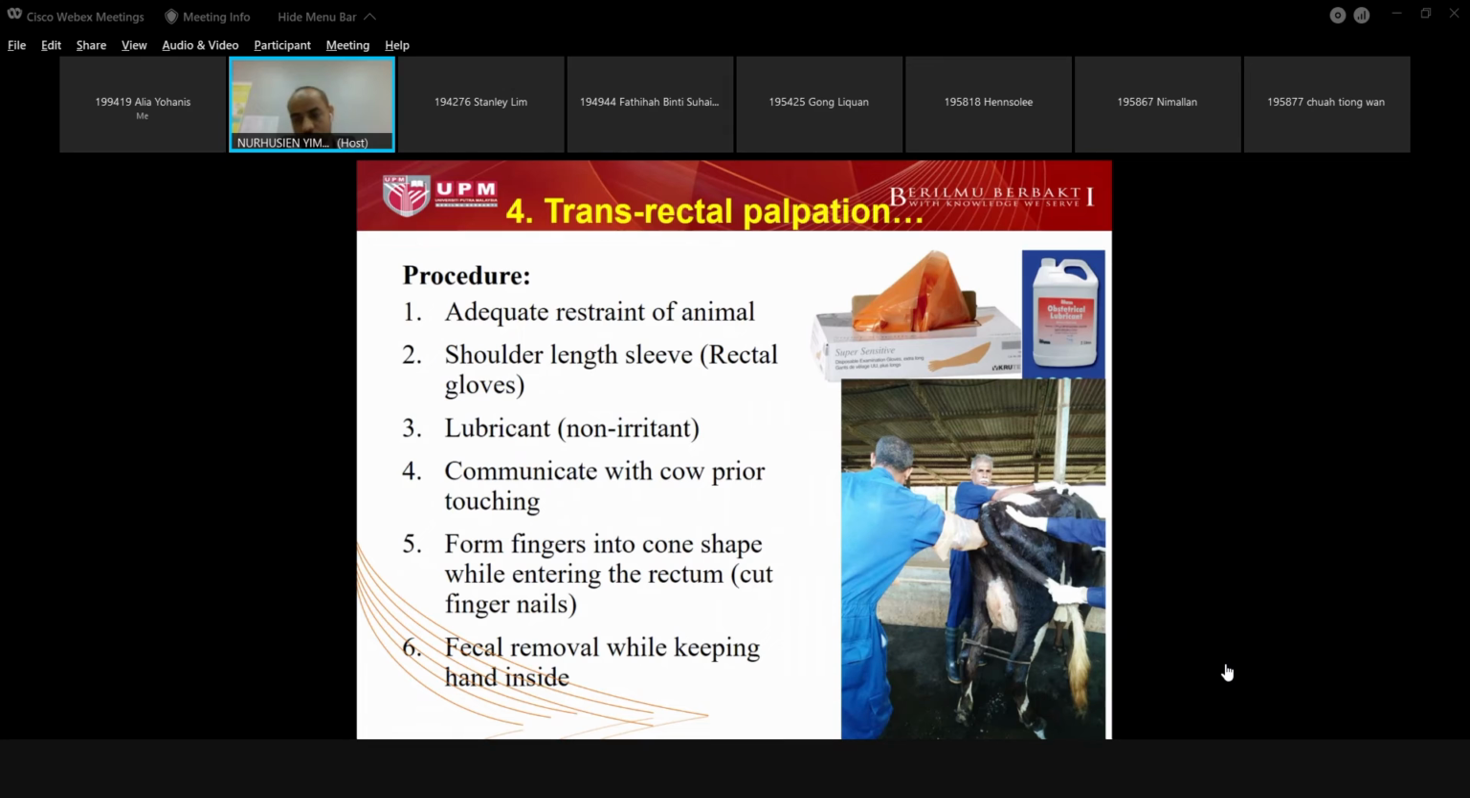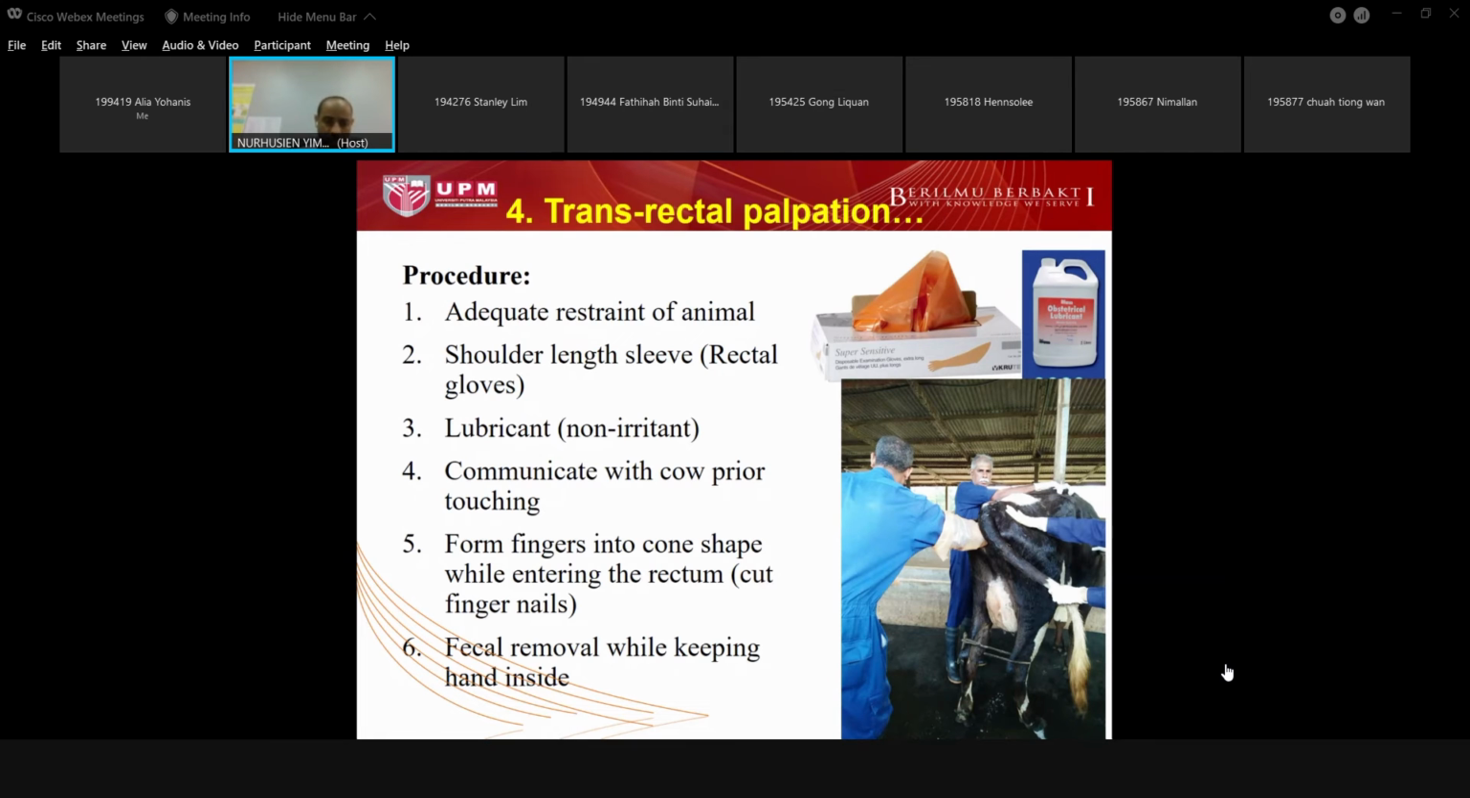And then, of course, you also need a non-irritant lubricant, to be applied on the rectal glove before you enter into the rectum. Communication is very important with the cow, especially during palpation per rectum. Don't just suddenly come from behind and surprise the animal, which could trigger a reaction that can be disastrous for you. Try to give a very gentle back massage, approaching and talking to the cow, telling her that there is someone coming from behind. Making the cow understand will minimize the unexpected rough reaction from the animal.